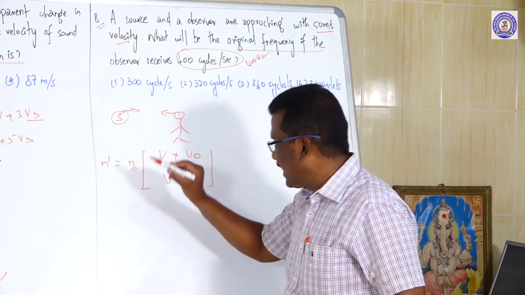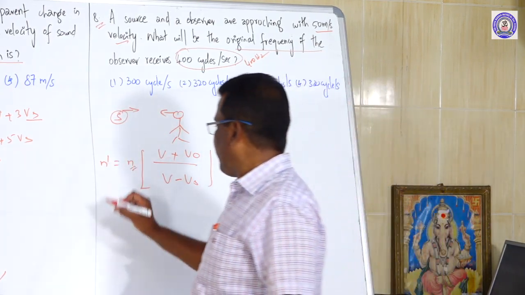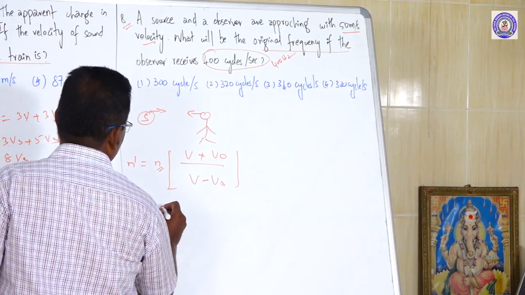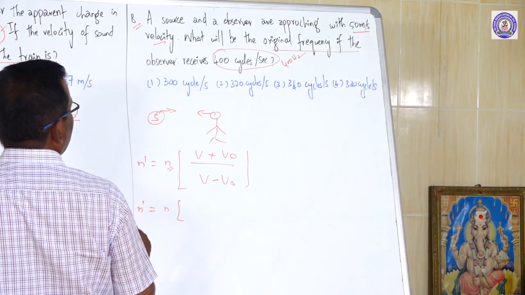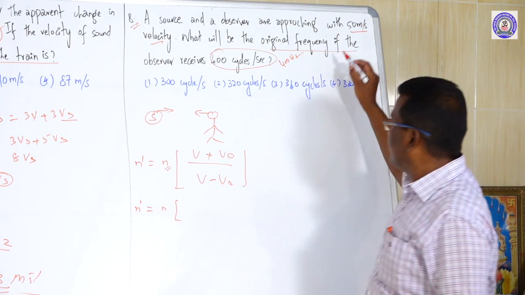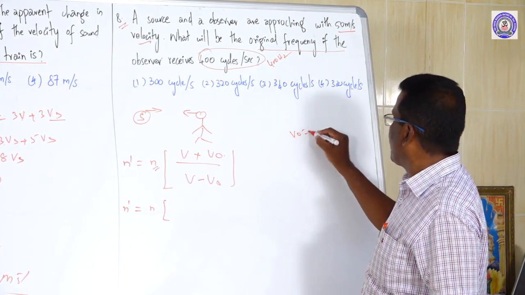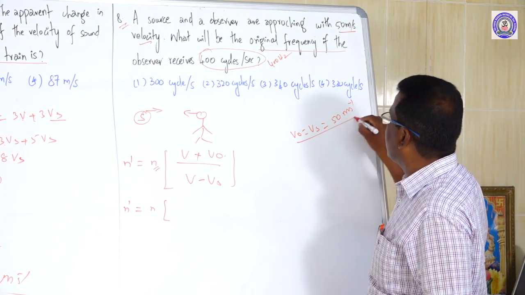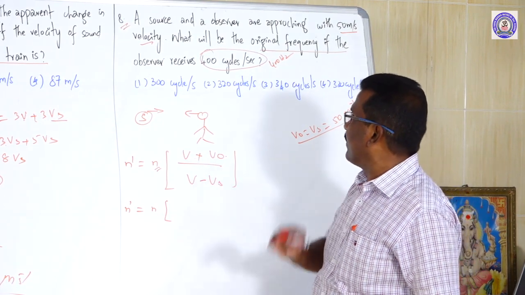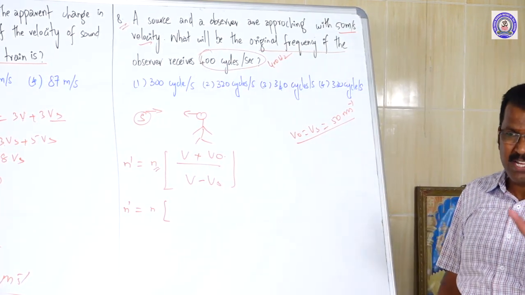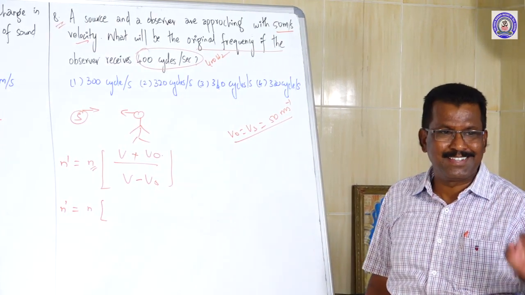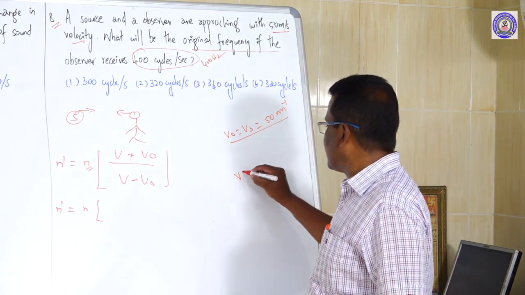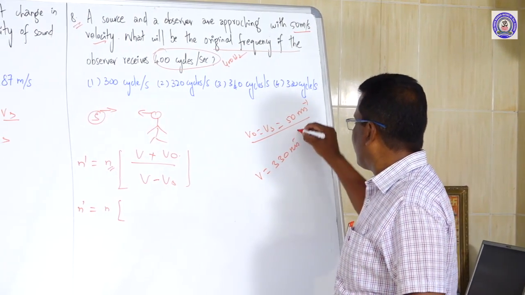We have to calculate n. n prime is 400, n we do not know. What is v? vo is equal to vs is equal to 50 meter per second, but v is not given in this case. If v is not given, by default you take 330 meter per second. So v is equal to 330 meter per second.